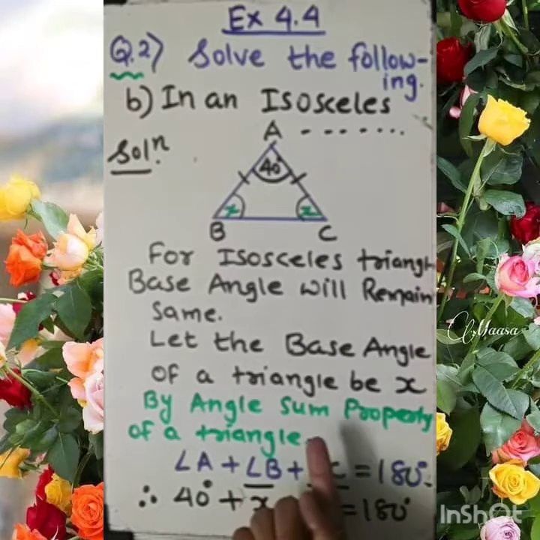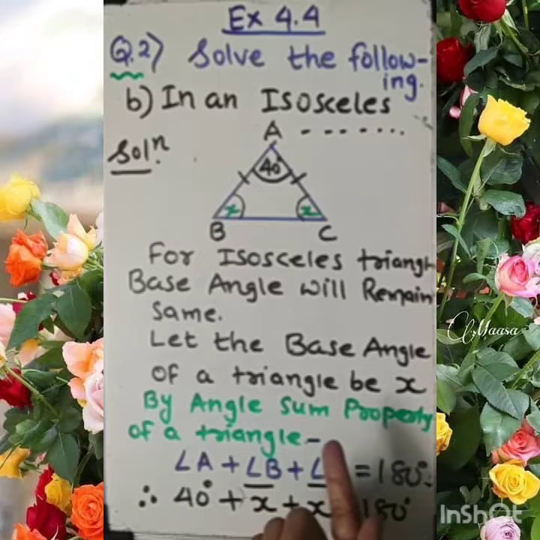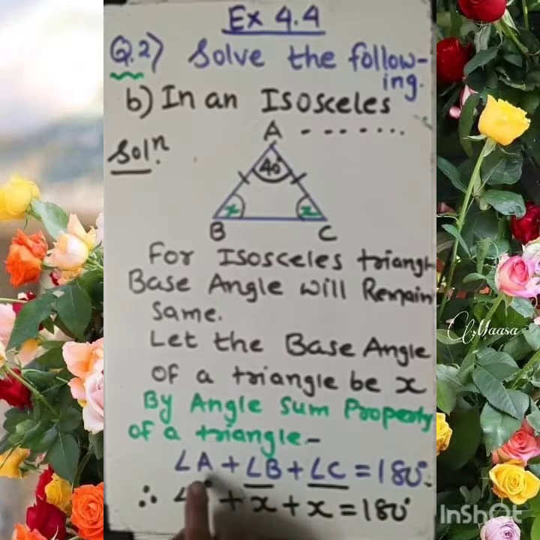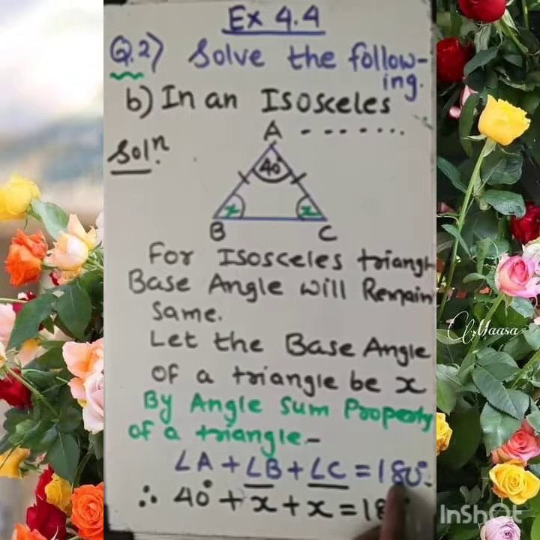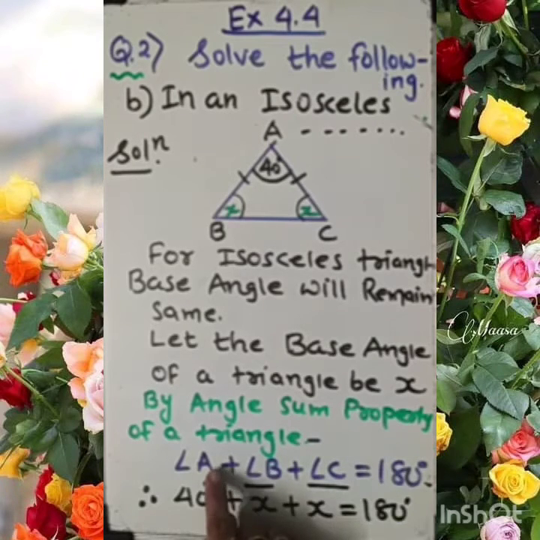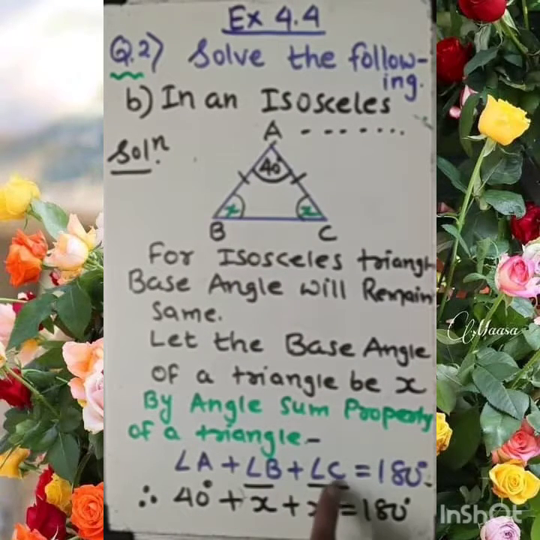What is this angle sum property of a triangle? That property is that the sum of the three angles of a triangle is always 180 degrees. Now angle A plus angle B plus angle C is 180 degrees, and as we know here the value of angle A, that is the vertex angle, is 40 degrees. B and C both are base angles, the value we have assumed is x, and that is equal to 180 degrees.